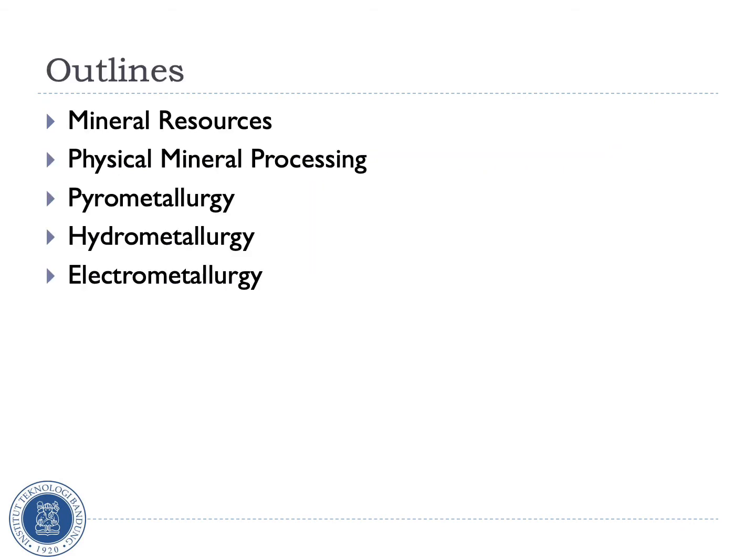Alright, so the outlines. First we will learn about mineral resources, about the source from minerals or from partial processed materials or from recycled materials, and also we're gonna know about the products. The second one is beneficiation, or physical mineral processing: how we beneficiate the minerals from the ores into a concentrate ore. And then we learn three types of routes to extract the metal: pyrometallurgy, hydrometallurgy, and electrometallurgy.